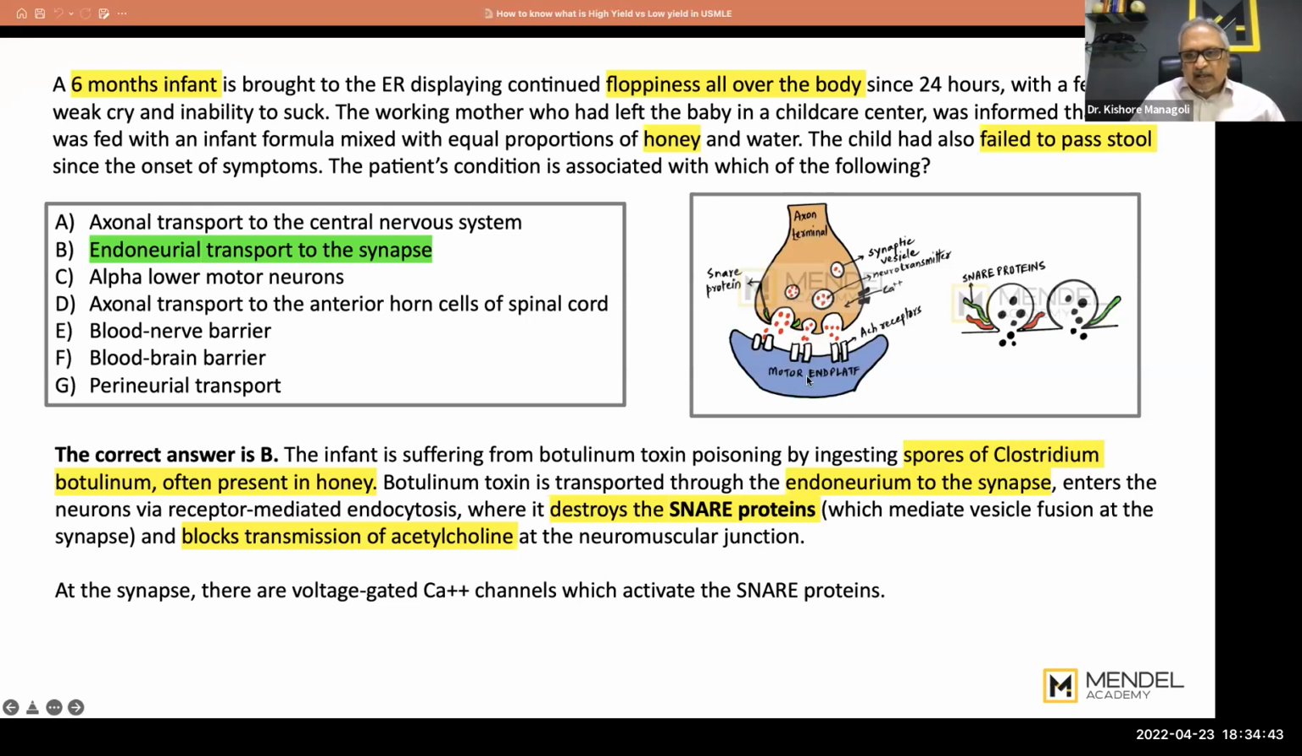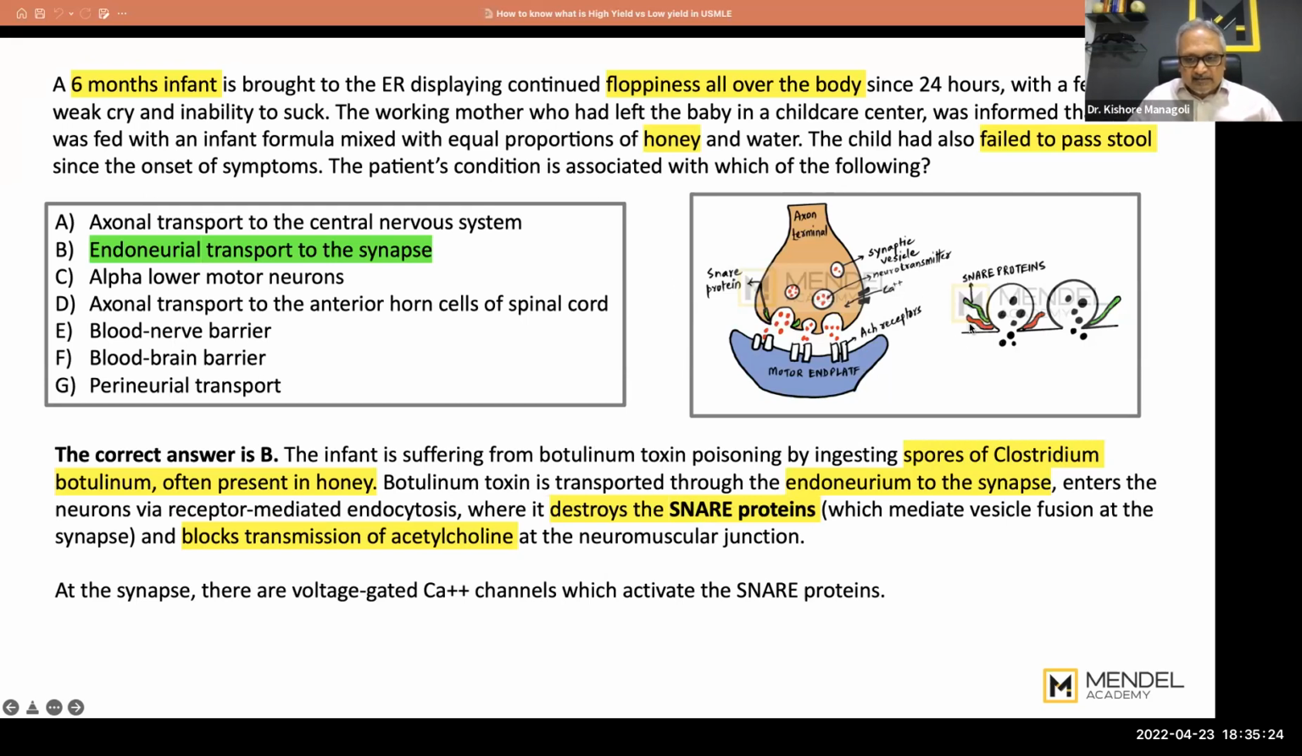I'm sure you know about this part, but there are certain proteins called the SNARE proteins, which are responsible for fusion of these vesicles, which release the neurotransmitters, be it acetylcholine or glycine or GABA or whatever, depending on where the neuromuscular junction is located. But this Clostridium botulinum destroys these SNARE proteins. That is the mechanism of action, which can be asked. Again, this is high yield, and they can ask you what is the target of botulinum toxin, and you should know about the SNARE protein.